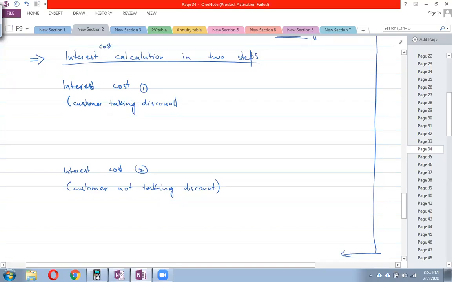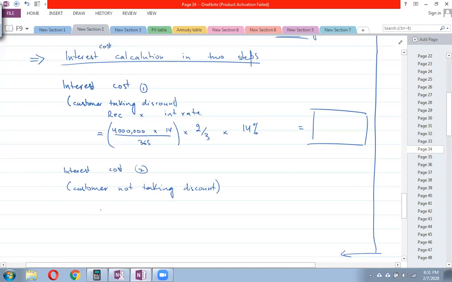So how do you calculate the interest cost? It's receivables multiplied by the interest rate. That's what you do. Now receivables is 4 million multiplied by receivable days, which is 14 days, divided by 365. But we know that those who are taking the discount are actually 2/3 of the customers, so multiply by 2/3, multiply by the interest rate, 14%. So what do you get in here? Try to do it before me if you think you can do it.